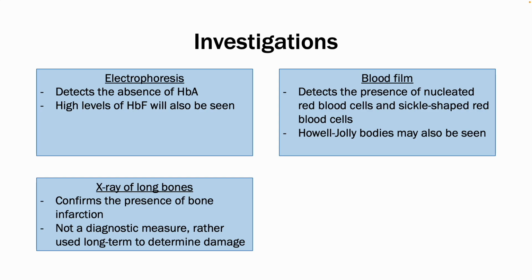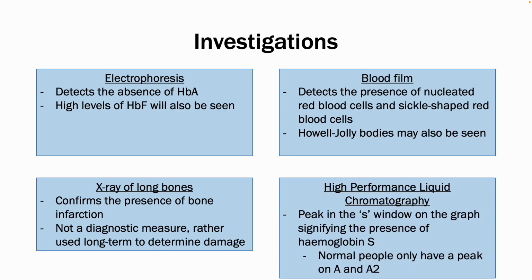Another investigation you can perform is an X-ray of long bones, and it can confirm the presence of bone infarction. However, in and of itself, it is not a diagnostic measure, but rather used long-term to determine whether any damage has been done over the course of a couple years, for example. Some places, instead of electrophoresis, perform something called high-performance liquid chromatography, and in there you will see a peak in the S window on the graph, signifying presence of hemoglobin S, or sickle cell hemoglobin. This is different to people without the condition who will only have peaks on the A and A2.